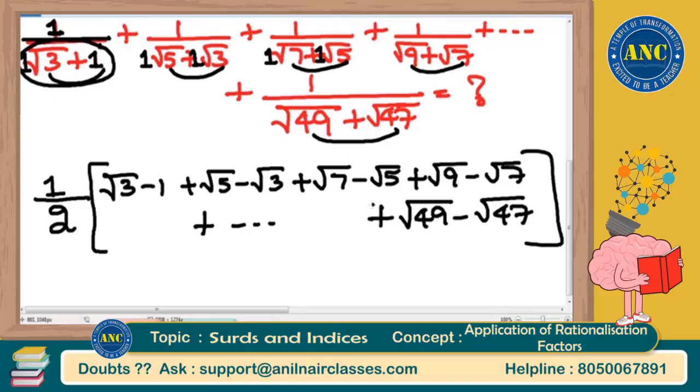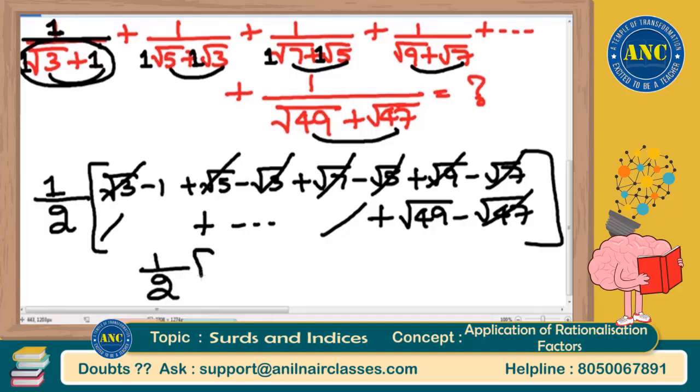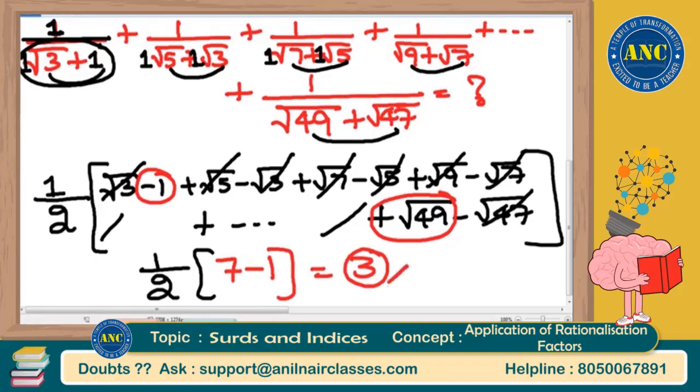Can I say that root 3 minus root 3 cancels, root 5 minus root 5 cancels, root 7 minus root 7 cancels, root 9 minus root 9 cancels. Similarly, root 47 minus root 47 cancels. You will only be left with two terms, which are minus 1 plus root 49. Root 49 is 7. 7 minus 1 is 6. 6 by 2 is 3. Beautiful way of problem solving. The answer for this question is 3.